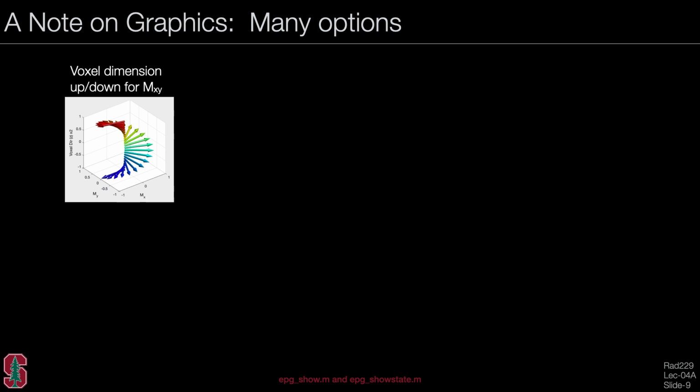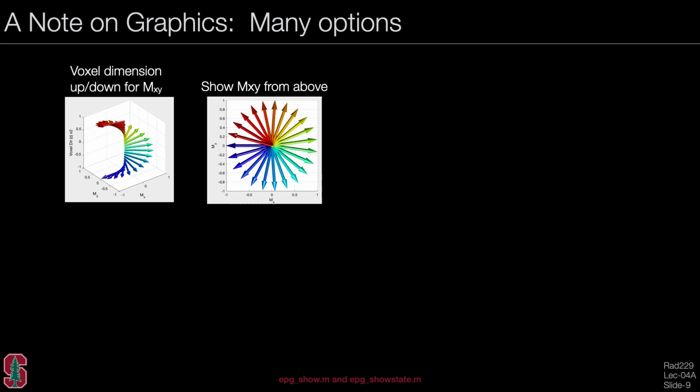So a brief note on how we represent these graphically. There are many options for this. When we show a twist like this, we're actually using up-down for the voxel dimension here. So we say voxel dimension times 2, because this goes from -1 to 1, but our EPG definition actually goes from 0 to 1, or equivalently from -0.5 to 0.5, as long as it's over an integer number of cycles. But we keep it this way so that things look good in the plot.